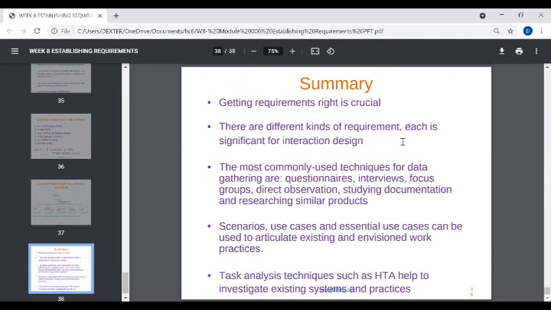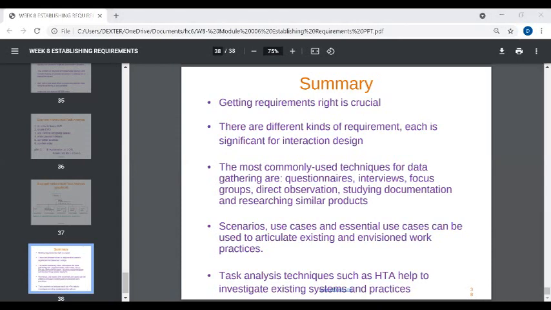Okay, summary. Getting requirements right is crucial. There are different kinds of requirements, each significant for interaction design. The most commonly used techniques for data gathering are questionnaires, interviews, focus group discussions, direct observation, studying documentation, and researching similar products. Scenarios, use cases, and essential use cases can be used to articulate existing and envisioned work practices. Task analysis techniques such as HTA help to investigate existing systems and practices.